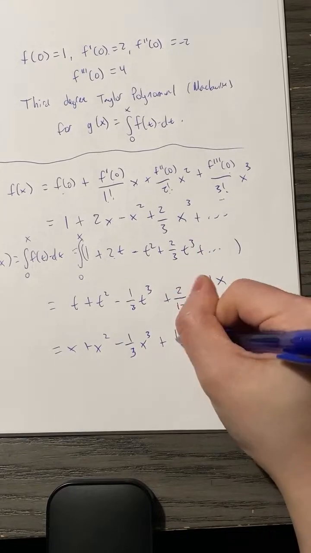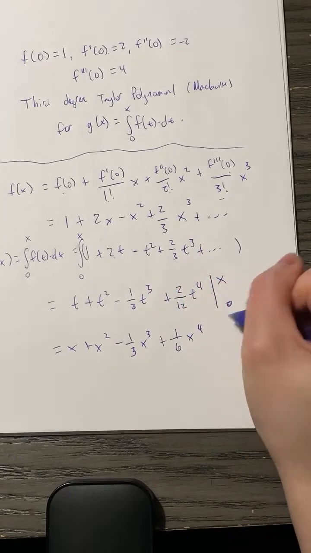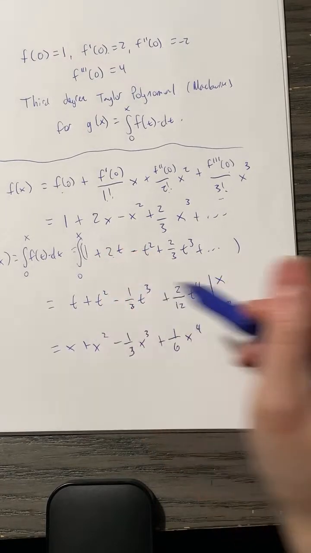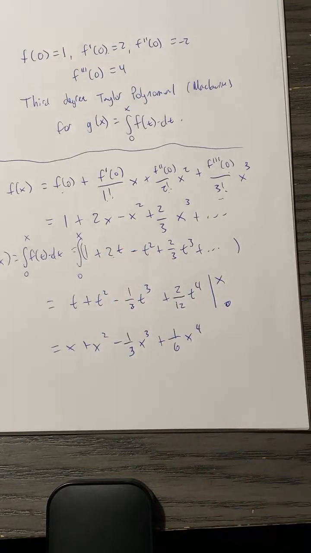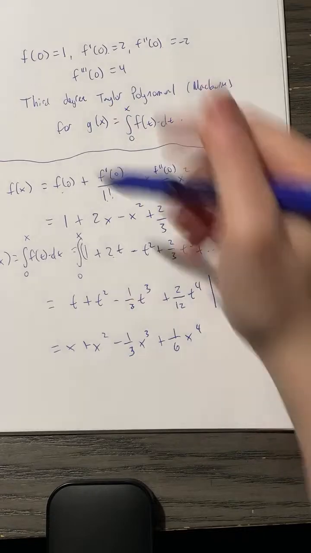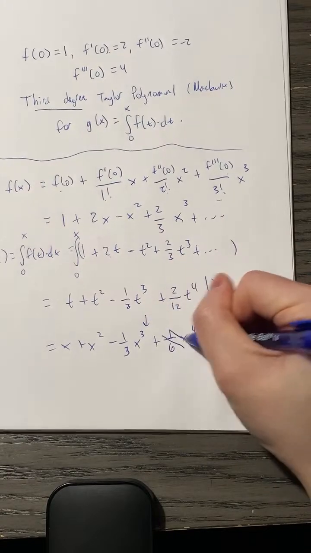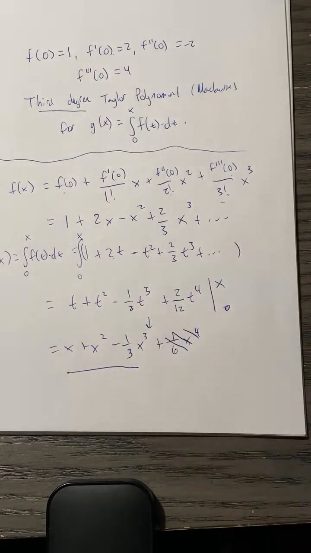This is 1/6, by the way. When I plug in 0, this would go away because when you plug in 0, everything is 0. So I just have to do this. And just keep in mind that they would count off for this answer because we're trying to find the third degree, and that means up to the x cubed term. So you don't have to include this term. So this is the final answer.